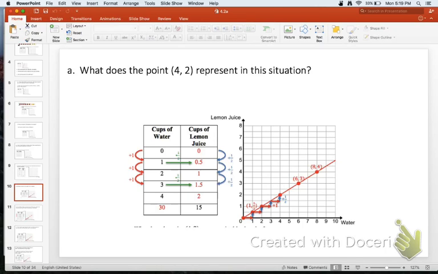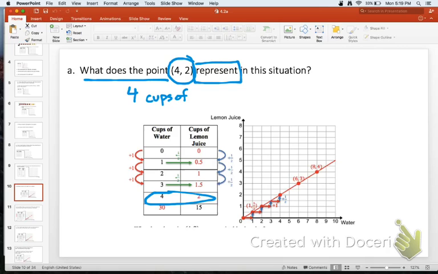So we're looking at CUPS yet again. I'm circling my numbers. The math word is represent. And the question is what is this point? So I come down to where that is on my table. 4, 2. And I say, well, that is 4 cups of water to 2 cups of lemon juice.